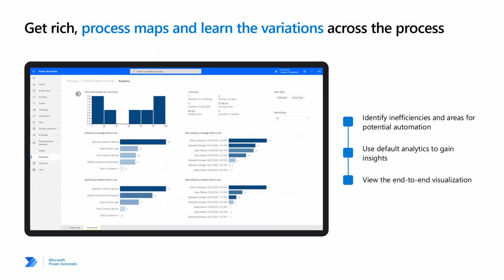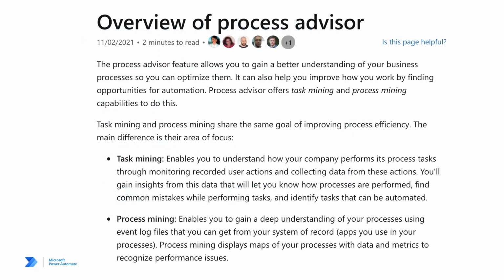You can click around and see certain charts around what apps are being used in a business process, where the bottlenecks are, view visualizations and things like that. Process Advisor does this in two ways. There's task mining capability and there's process mining capability.